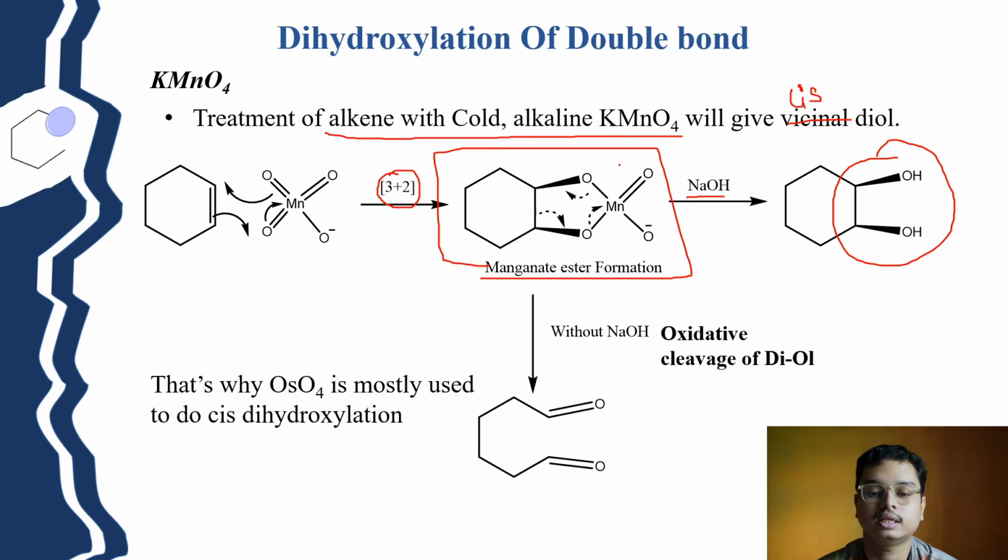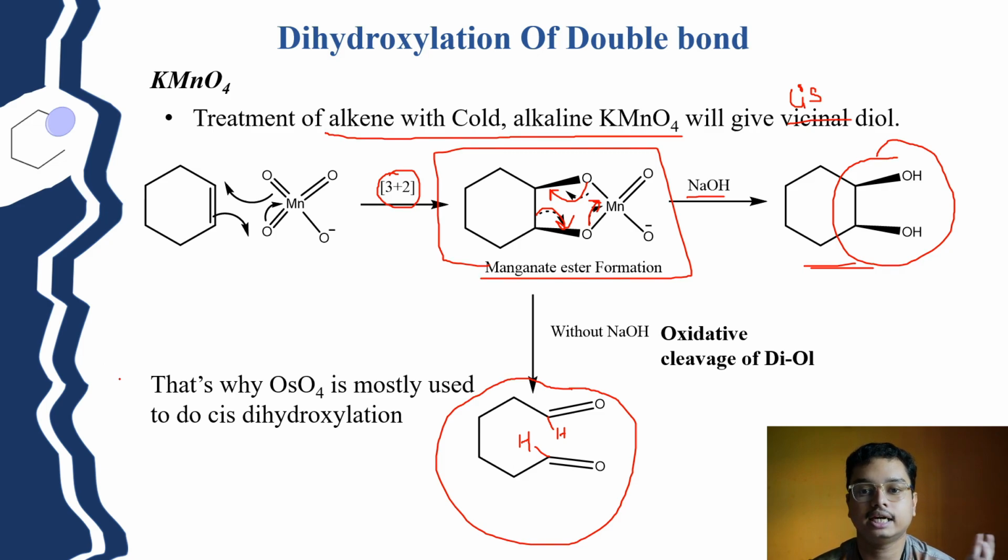But if the base is not present, then it will show oxidative cleavage between something like this, and this particular bond is broken to form two aldehydes, and this is the side product, and that actually decreases the yield of this particular cis diol, and that's why in the case of cis diol formation, osmium tetroxide is mostly used to do cis dihydroxylation over KMnO4.